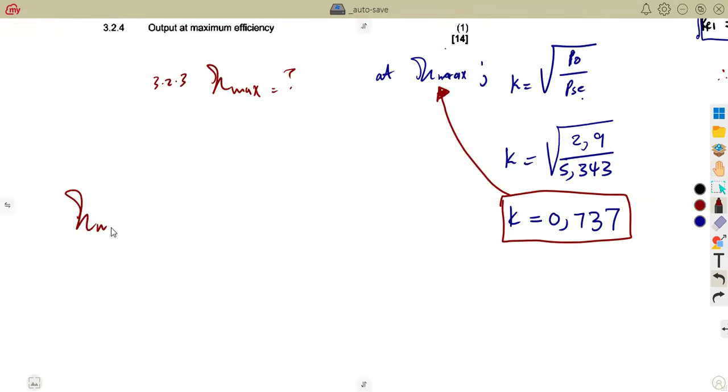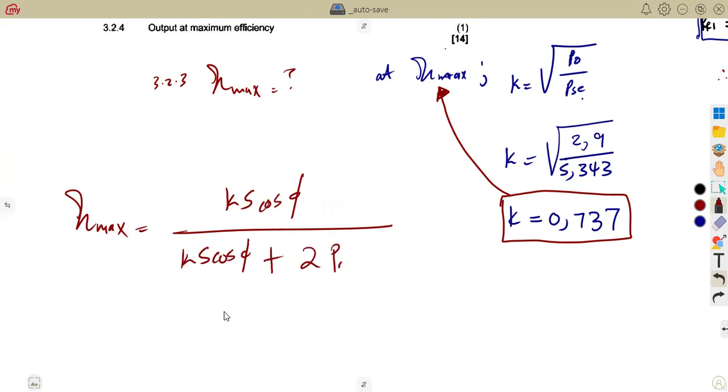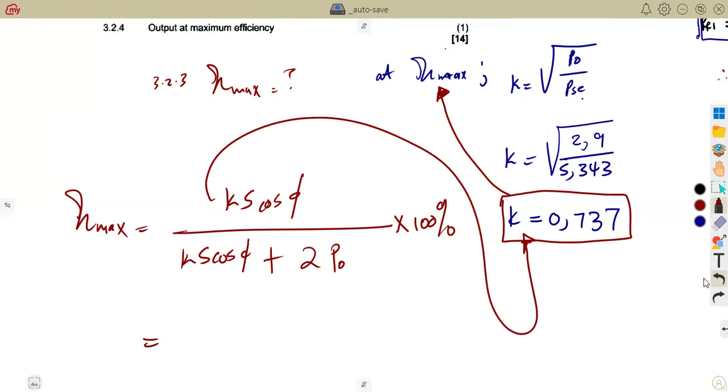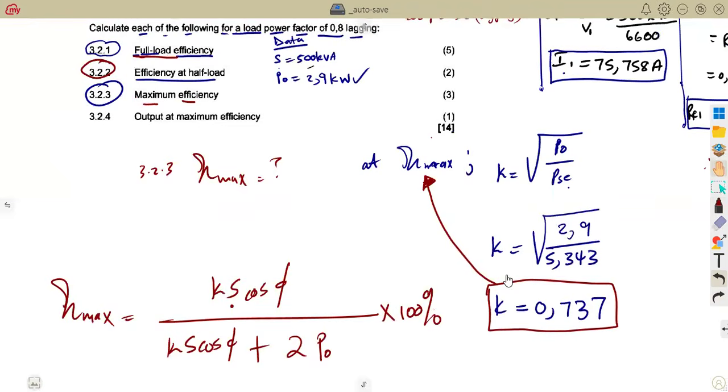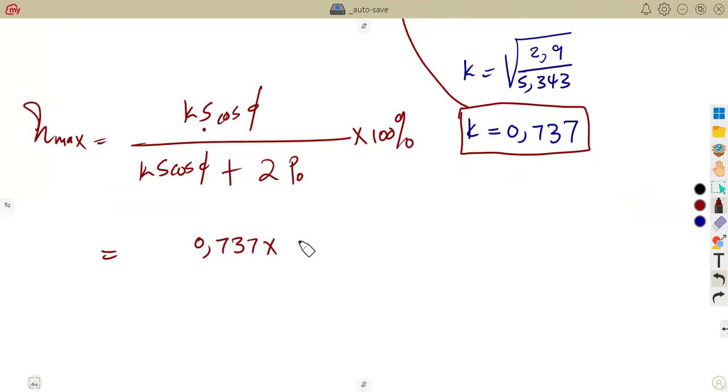So our maximum efficiency from our formula, I'm just going to substitute, guys. Remember, okay, let me just write it down. Ks cos phi over Ks cos phi plus 2 open circuit like that. All right, so we're going to multiply by 100%. So our K is the one that is at maximum efficiency that we calculated. So we're going to substitute that: 0.737 times S. I'm going to use it in kilovolt amperes, just like the previous case, 500. So that's 500 there.